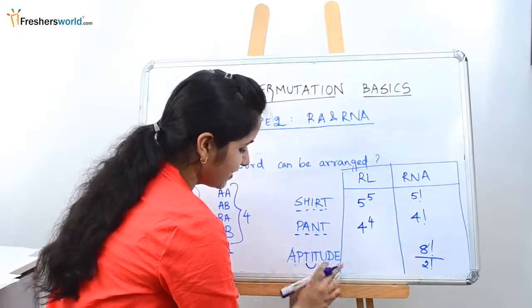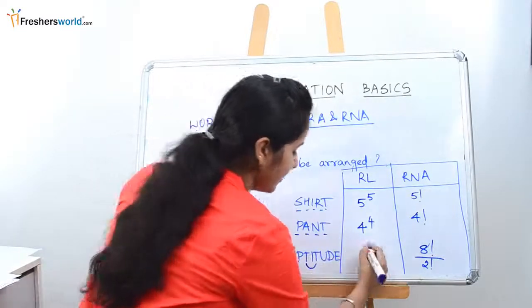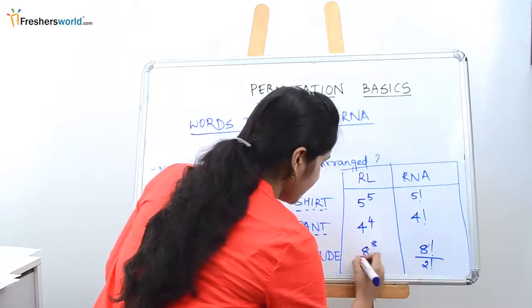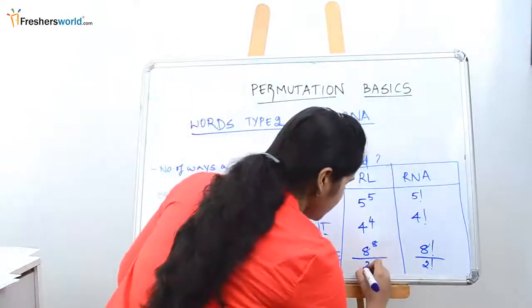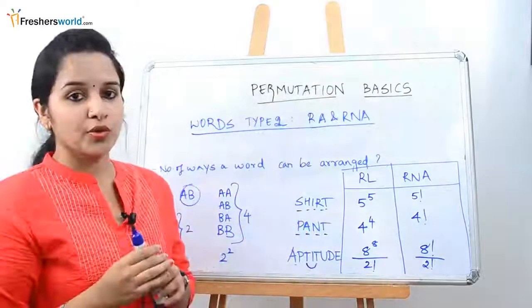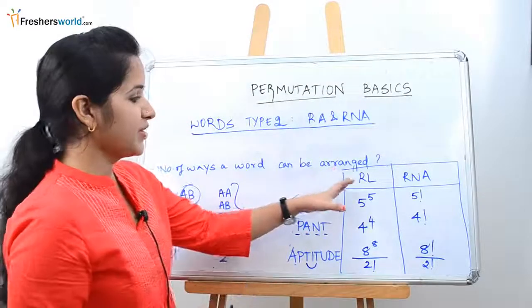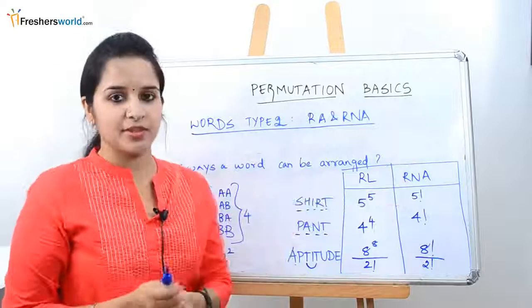As usual, what we did earlier, the number of letters to the power of the same number of letters. How many letters are here? 1, 2, 3, 4, 5, 6, 7, 8. So 8 power 8, divided by what is repeated here? T is repeated twice, so 2 factorial. This is the way in which repetition allowed and repetition not allowed types of sums come.